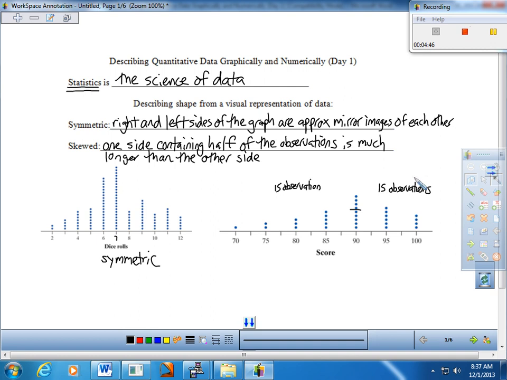And you can see that the 15 observations to the left are quite a bit more spread out, are longer than the 15 observations to the right. And that's what it says right up here.